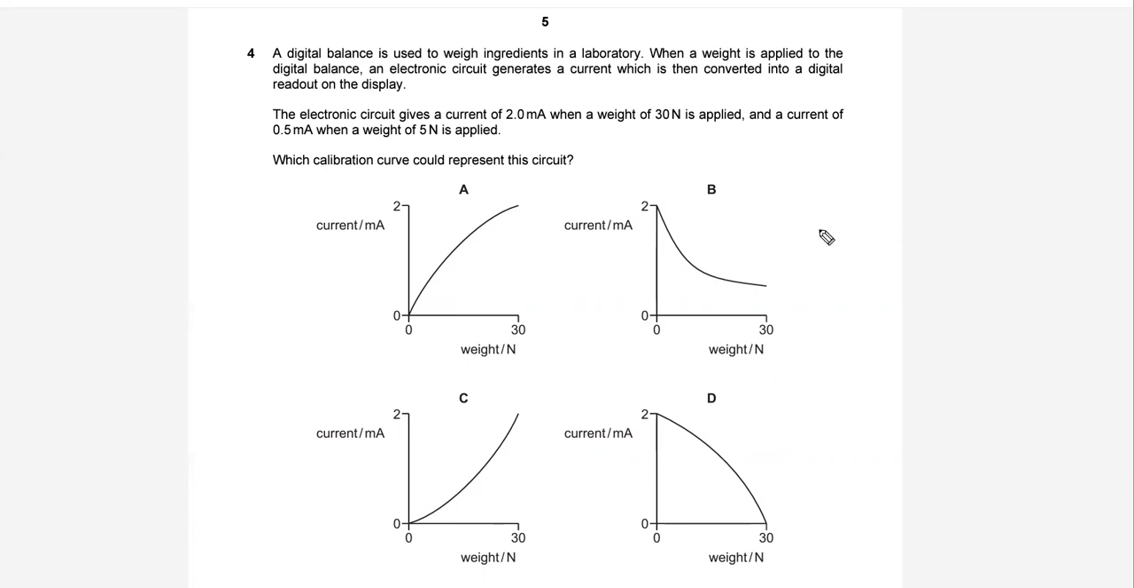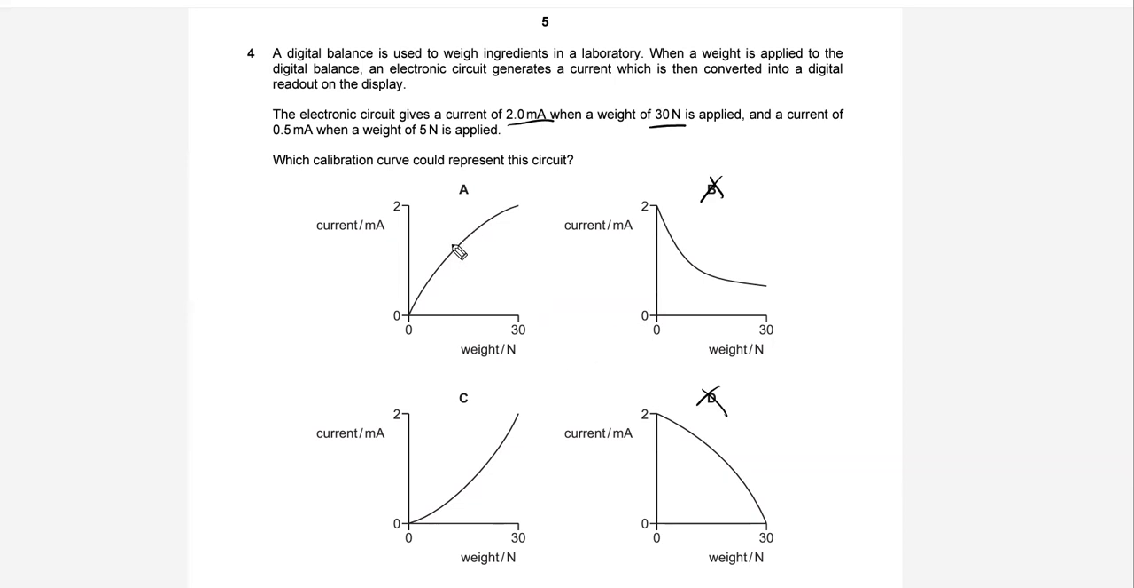All right, well, there's some key information in the question that we can hone in on right away to eliminate some obviously incorrect choices. The current of 2 milliamps corresponds with a weight of 30. And so we can see that choice A matches up, right? We see the current 2 milliamps corresponding with a weight of 30. And choice C also has that, 2 milliamps, 30 newtons of weight. Whereas in choices B and D, you've got 2 milliamps corresponding with 0 newtons of weight. And so both B and D we could eliminate as obviously incorrect choices.